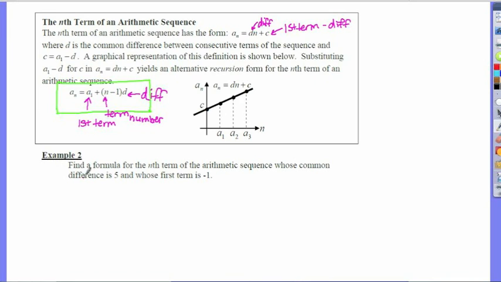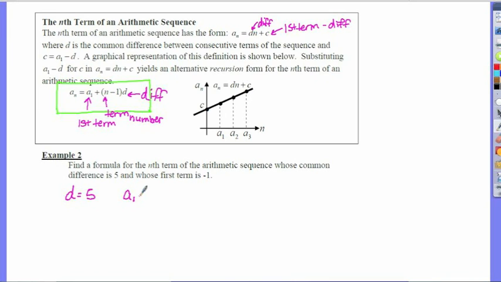So let's try number 2. Find a formula or an equation for the nth term. That just means the general equation. You're just going to write an equation for the arithmetic sequence whose common difference is 5. So that means D is 5. And the first term is -1.